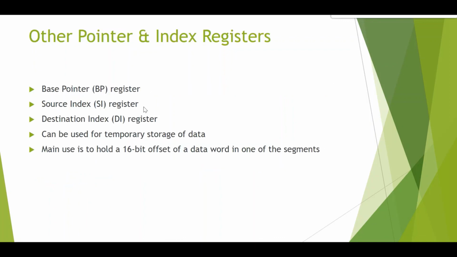Then we have the other pointer and index registers, that is the base pointer register, source index register, and destination index register. The base pointer register, again 16 bits, contains the offset of the data segment or the extra segment. The source index register and the destination index register are used when we are performing operations on strings or characters.